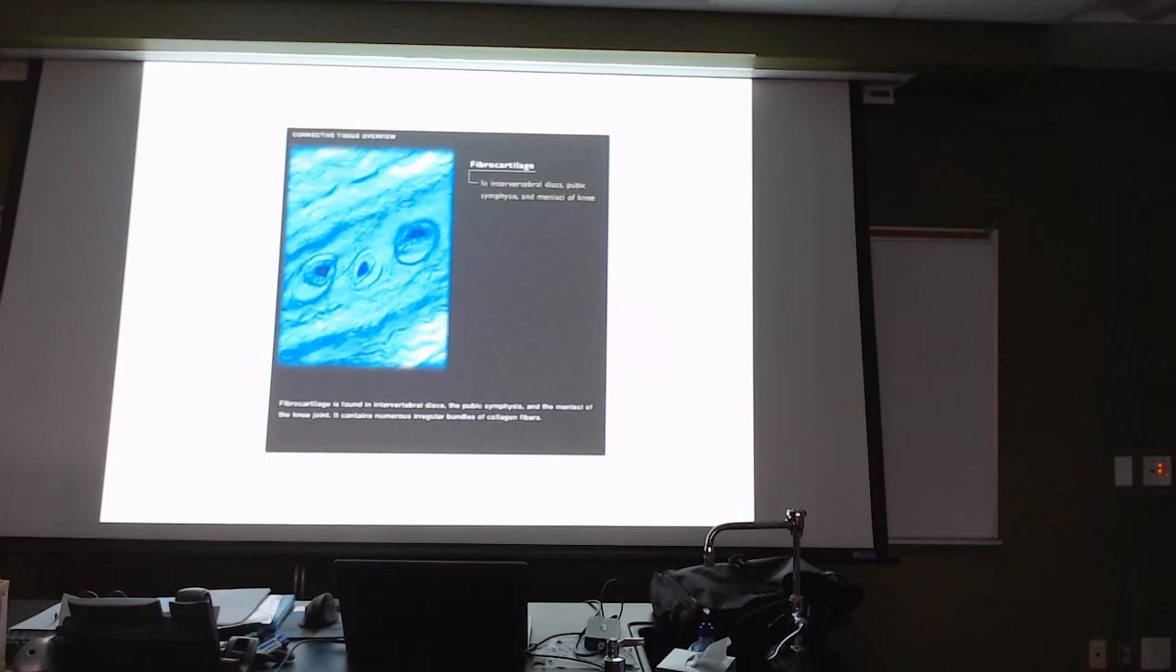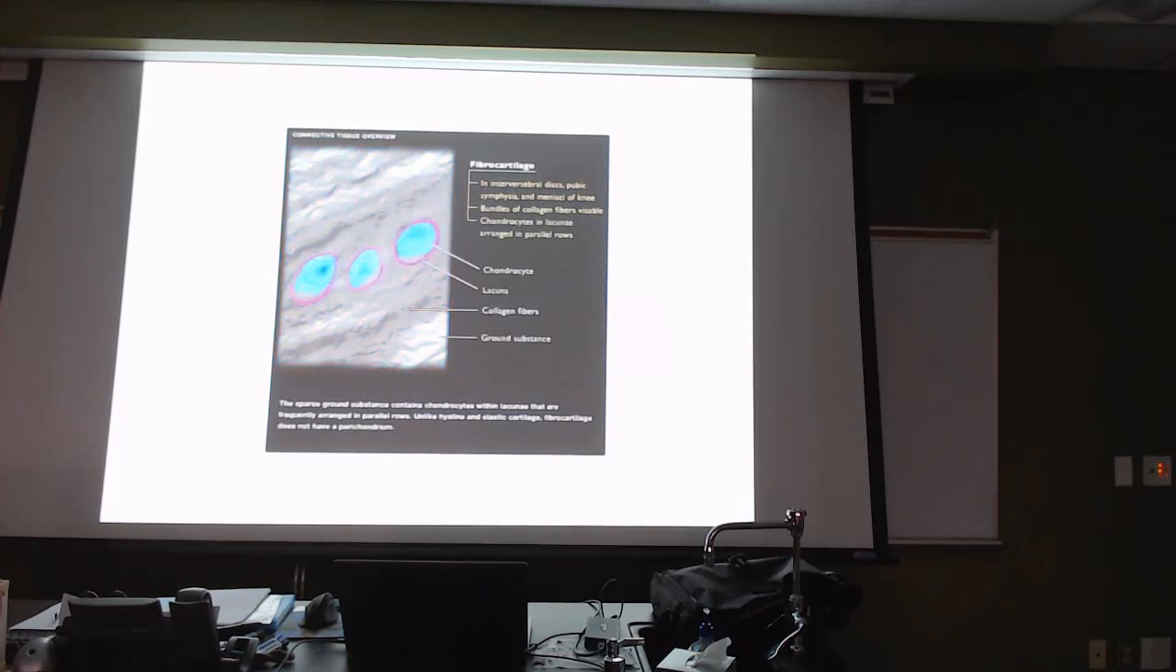Fibrocartilage is found in intervertebral discs, the pubic symphysis, and the meniscus of the knee joint. It contains numerous irregular bundles of collagen fibers. The sparse ground substance contains chondrocytes within lacunae that are frequently arranged in parallel rows. Unlike hyaline and elastic cartilage, fibrocartilage does not have a perichondrium.